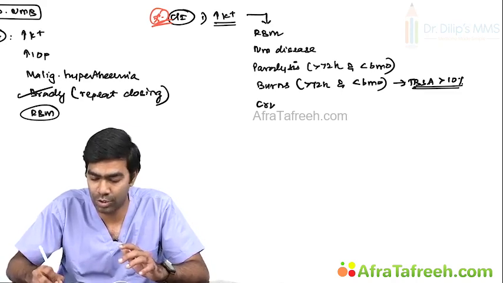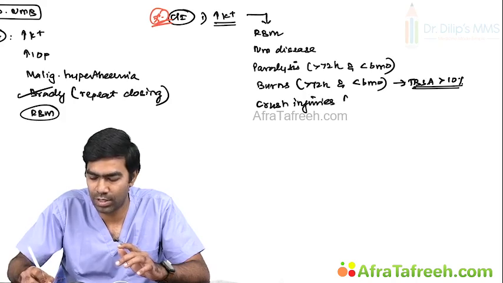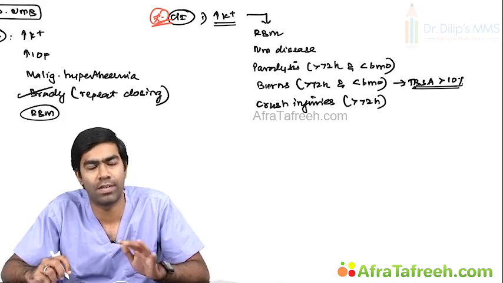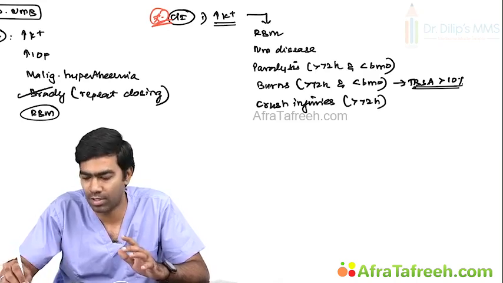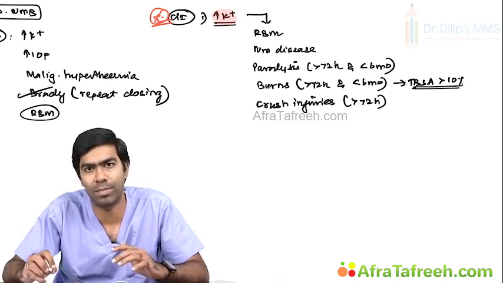And obviously, crush injuries. Even in crush injuries, you are not going to use succinylcholine, especially if they are more than 72 hours old and less than 6 months. Definitely not going to use succinylcholine. So these are some of the contraindications. First is always hyperkalemia and conditions that predispose to the development of hyperkalemia.